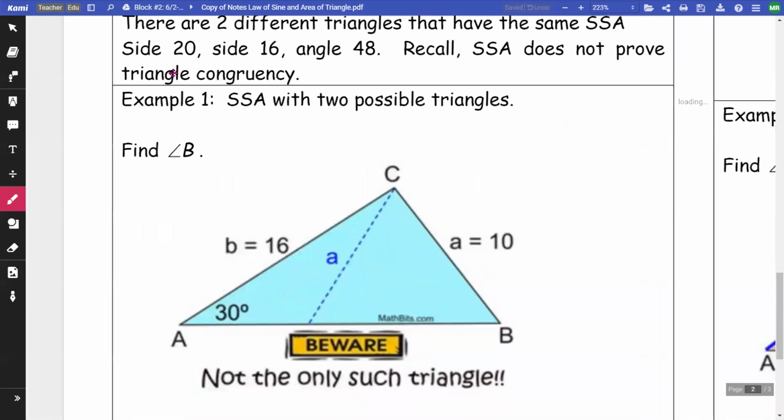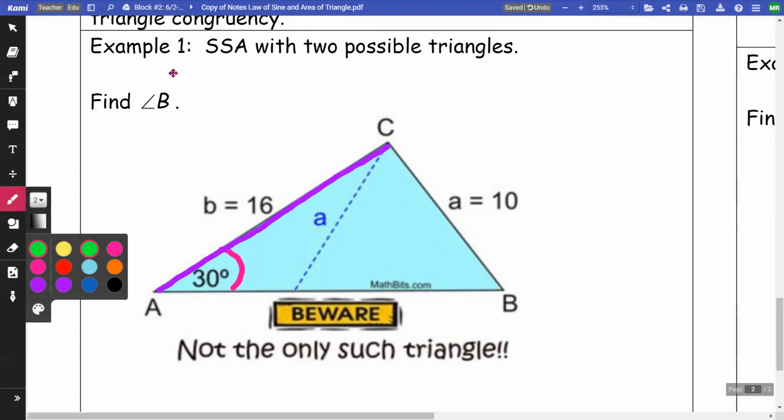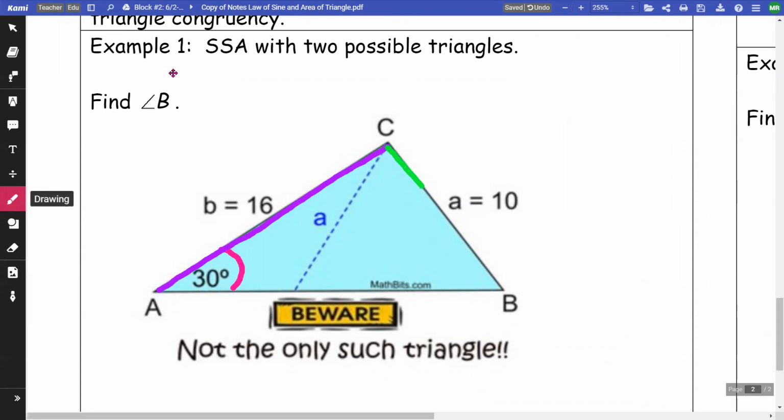So we're going to go through different situations. In all of these situations, we're going to have a set angle, 30 degrees, we're going to have a set side, which is 16, and we're going to have another set side. Okay. Now, in this situation, we have this set side, which is 10, but what's going to be adjusting is this angle up here.